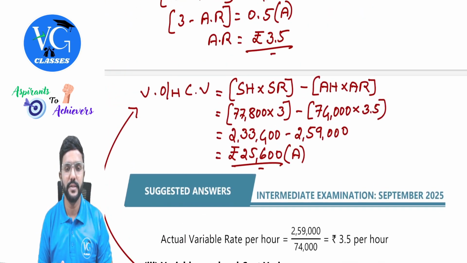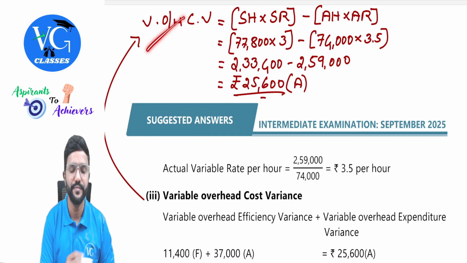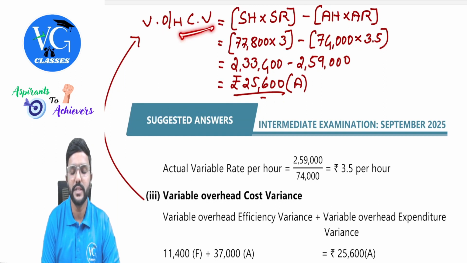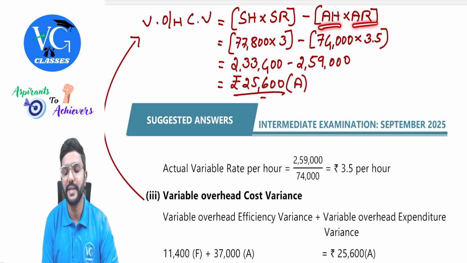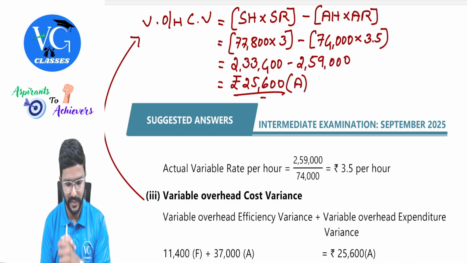But sir, can I use the formula also? Yes. This will be a little lengthy, but I'm just showing you. Variable overhead cost variance is nothing but standard hours into standard rate minus actual hours into actual rate. In simple terms, standard overhead minus actual, guys.